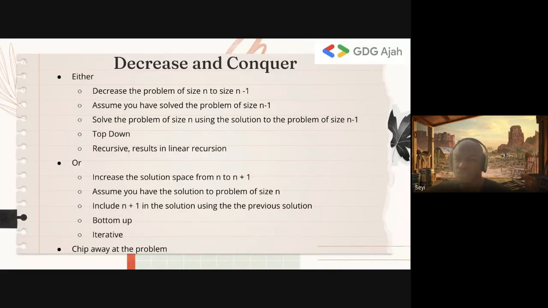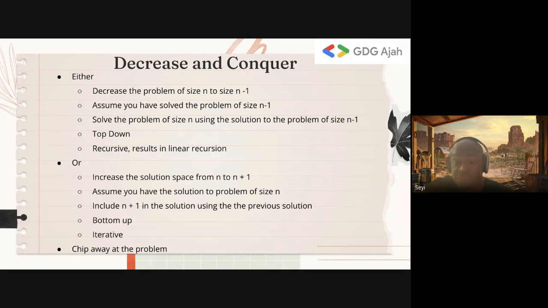Now, there are two ways you can do it. You could do top down or you could do bottom up. I'll explain with an analogy later. And if you want to use recursion for this, it results in linear recursion, in that we make a recursive call each time. So we are creating one subproblem.